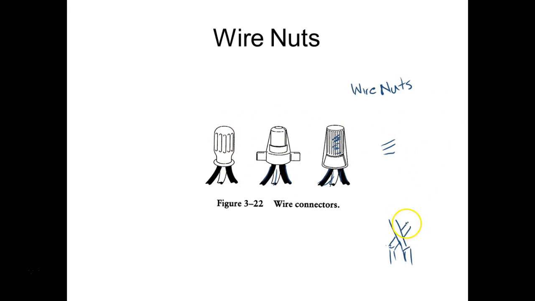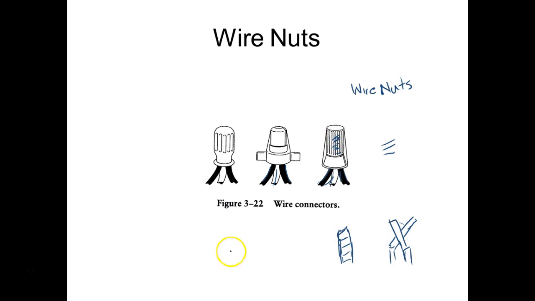Then you get a pair of needle-nose pliers, but we usually use a pair of lineman's pliers, and then we twist these together. So what we end up with is a nice spiraled wire. We twist these in a counterclockwise direction, and then we literally just screw the wire nuts on there.